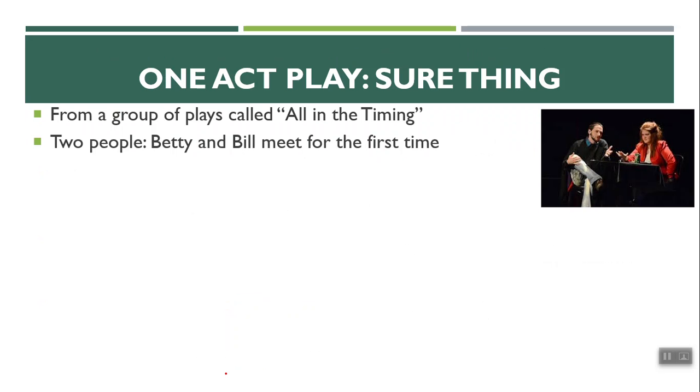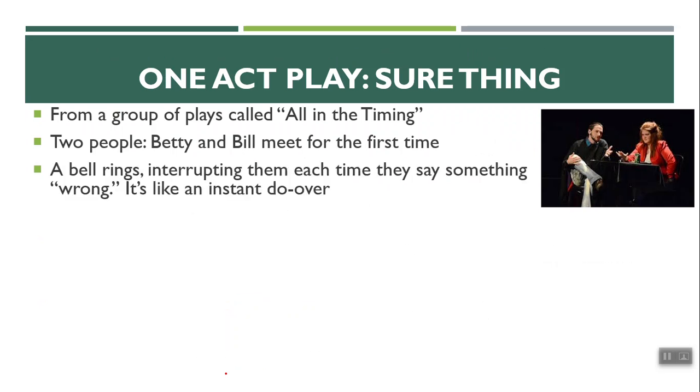So there are two people, Betty and Bill, and they're meeting for the first time. A bell rings, interrupting them each time they say something wrong. It's kind of like an instant do-over. Now, I'd like to explain this because if you just read the play, it can be kind of confusing. You really have to watch it in action. This is kind of an experimental play as well, so it's not really meant to be actually happening, if that makes any sense.